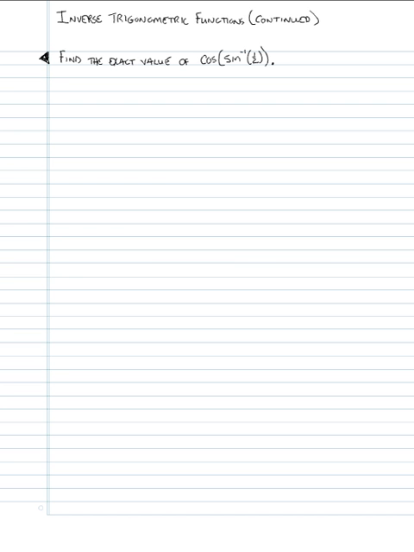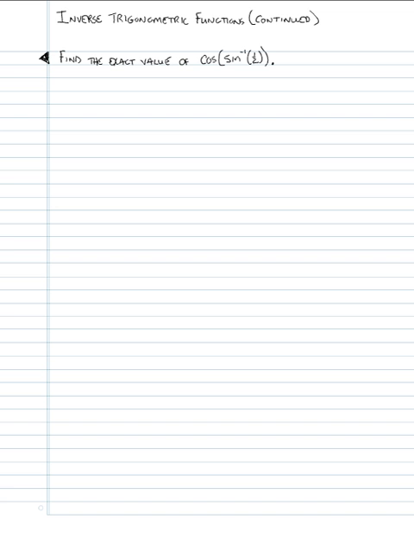As we continue our discussion on inverse trigonometric functions, the first problem you see is: find the exact value of the cosine of the inverse sine of 1/2. And what we've done in the past is we've had cosine and inverse cosine, or inverse sine and sine, but we've never had a mixture of the functions. And so that's what we're doing here.